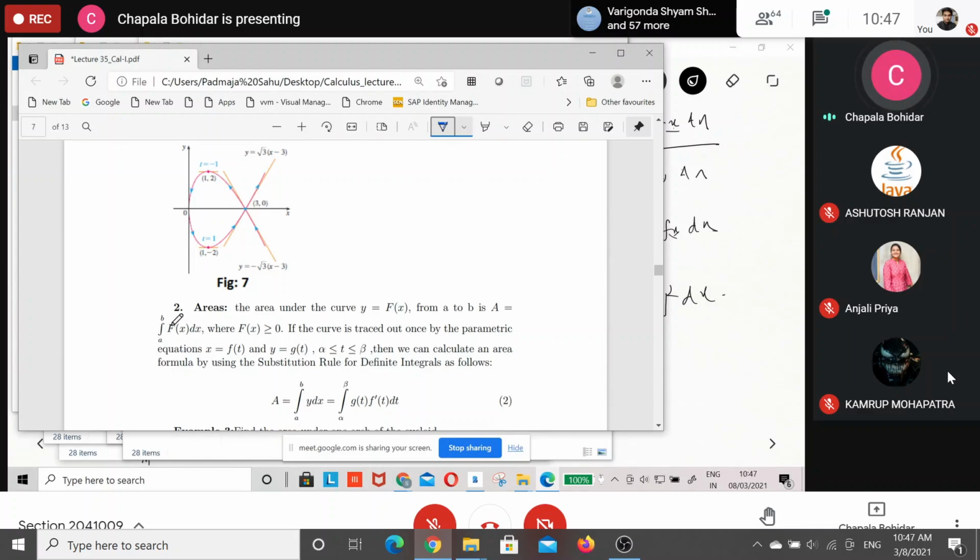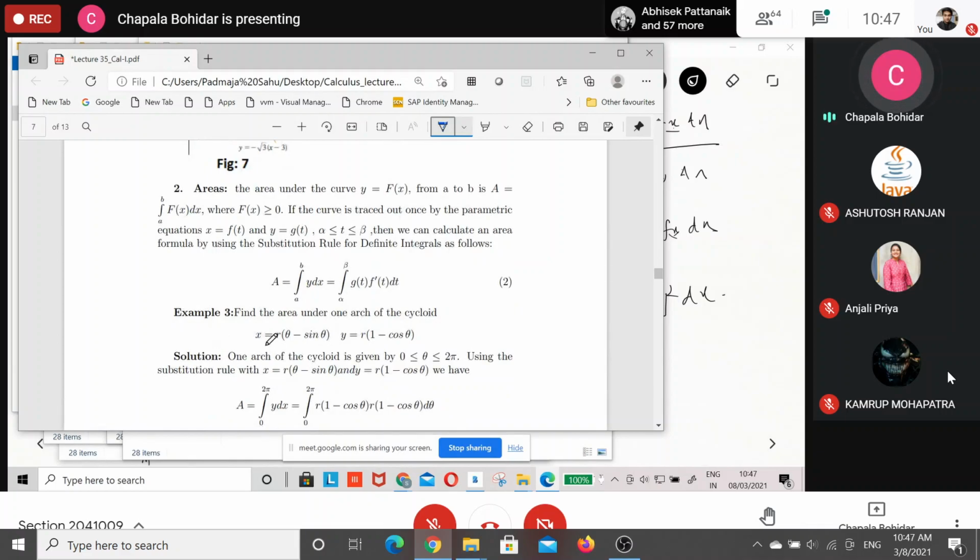So area A is equal to this one. I can write it as a to b y dx. So the value of y is equal to g(t), and the value of dx is equal to f'(t) dt. We can write it in this way. And t lies from alpha to beta, we have to put the limiting values according to that. Here y dx.